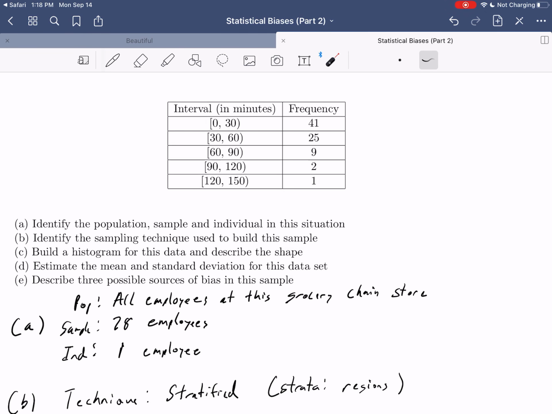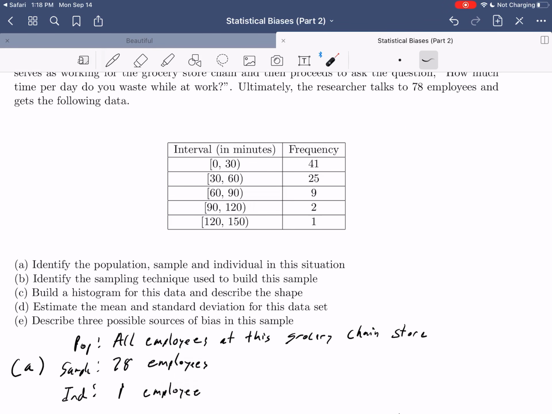All right, we've got one other. This will be the interesting part. We're going to estimate the mean and standard deviation for this data set. Now, I do want to point out that we're saying estimate here. Why are we estimating it? Because we don't actually have the exact data. What I mean by that is if you take a look at this first class, it was people who said that they wasted between 0 and 30 minutes at work.